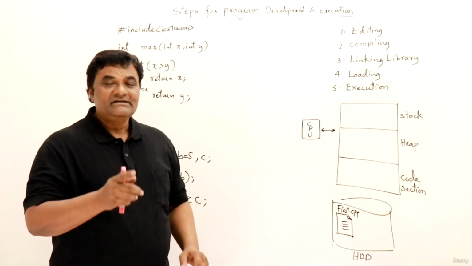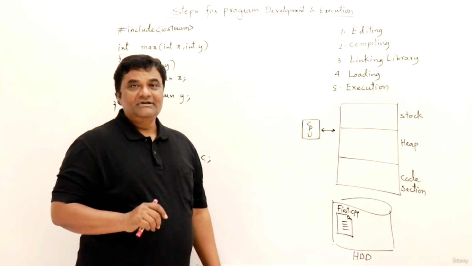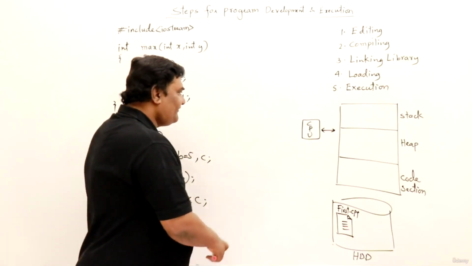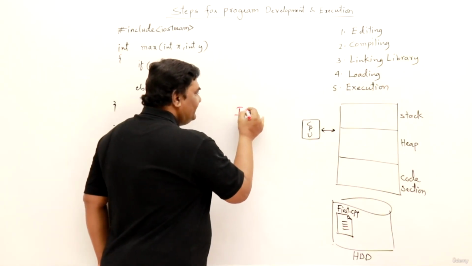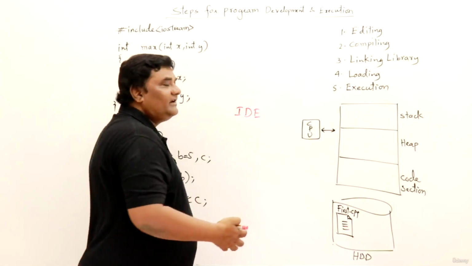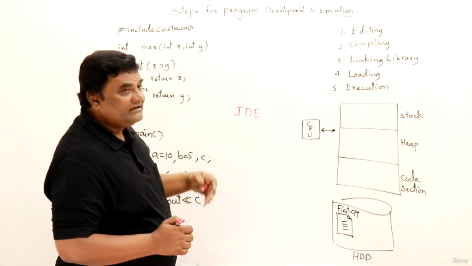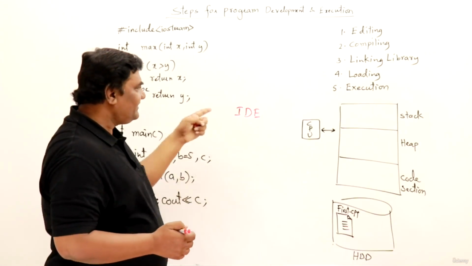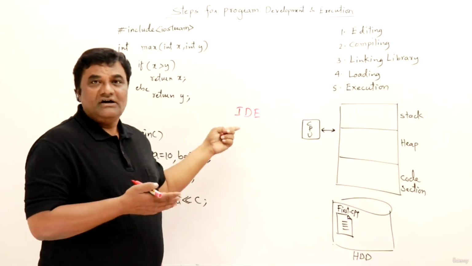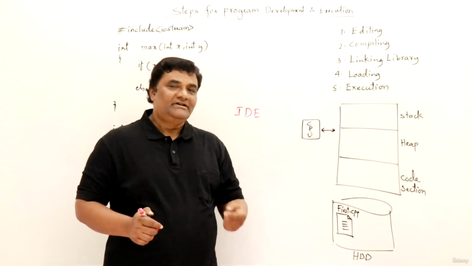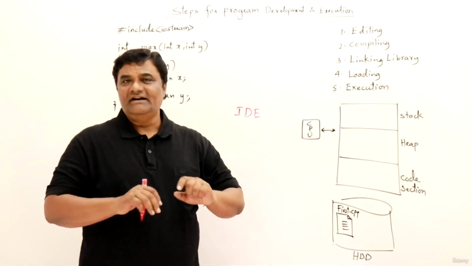So what is that place? Software is available for performing all these things together at one place. Those software are called IDE, Integrated Development Environment. Development involves these things, and integrated means all these things together at one place. So we use IDEs for programming, whether it is C language, C++, Java, any language.